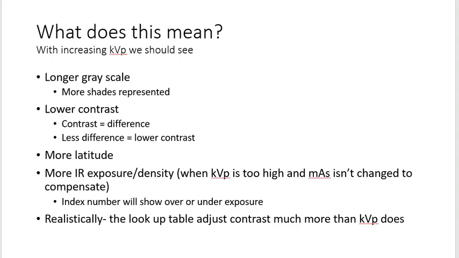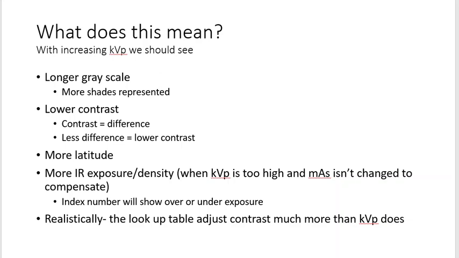So what does all this mean? As we increase kVp, we get a longer grayscale. We get more shades represented, which is a good thing up to a point. You get to a point of diminishing returns whenever contrast gets too low that you can't really differentiate between tissue types. You want high contrast, but you don't want it too high either. If it's too black and white, you need that dynamic range. You need that bit depth so that you can make a diagnosis and differentiate tissue types. So there's a balance there.